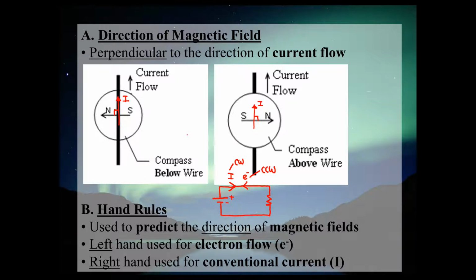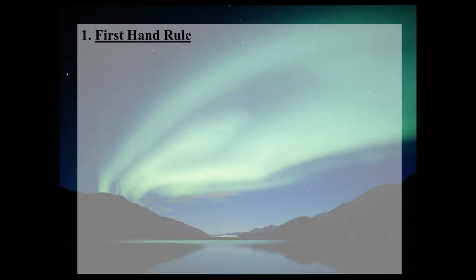Now, depending on whether we're looking at the electron flow model or a conventional current model, we need to pick a correct hand. If we're talking about electron flow, we're going to start off by using our left hand. If we're going to use the conventional current model, we're going to start off by using our right hand. There are going to be two hand rules we look at today, and they're each going to apply to different situations. The first hand rule applies to scenarios where you have wires that are straight.